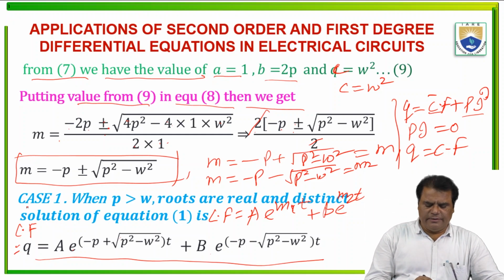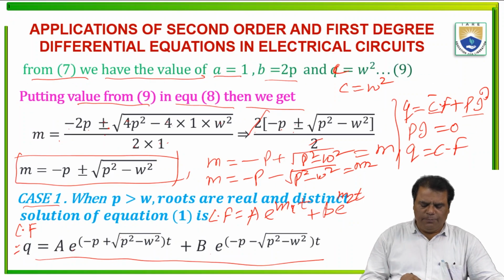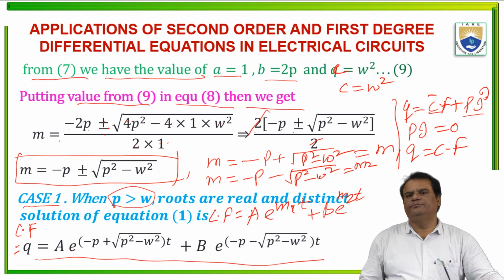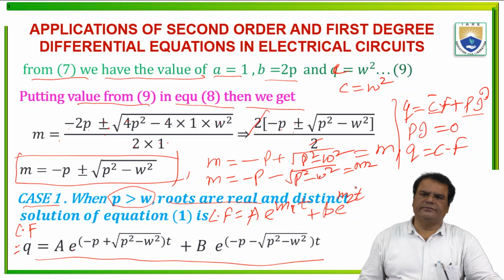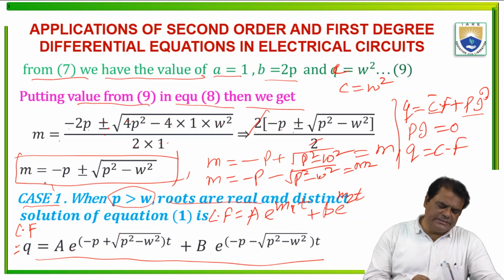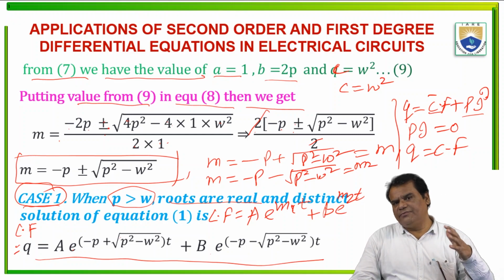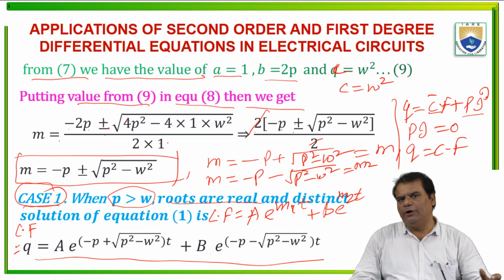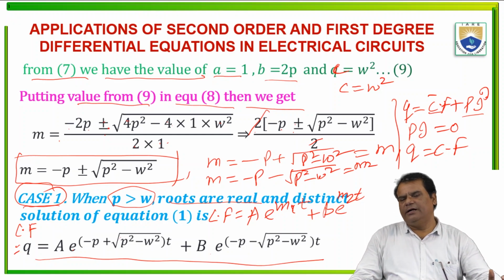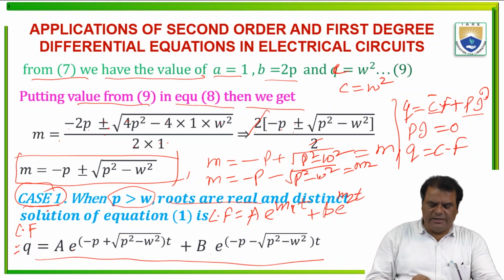Now, case 1. Here we are taking case 1: P is greater than W. If P is greater than W, roots are real and distinct. When we apply this case, we can decide whether roots are different, equal, or imaginary. Without using the cases, we can't understand the condition of the roots. So we are taking case 1 in this solution.